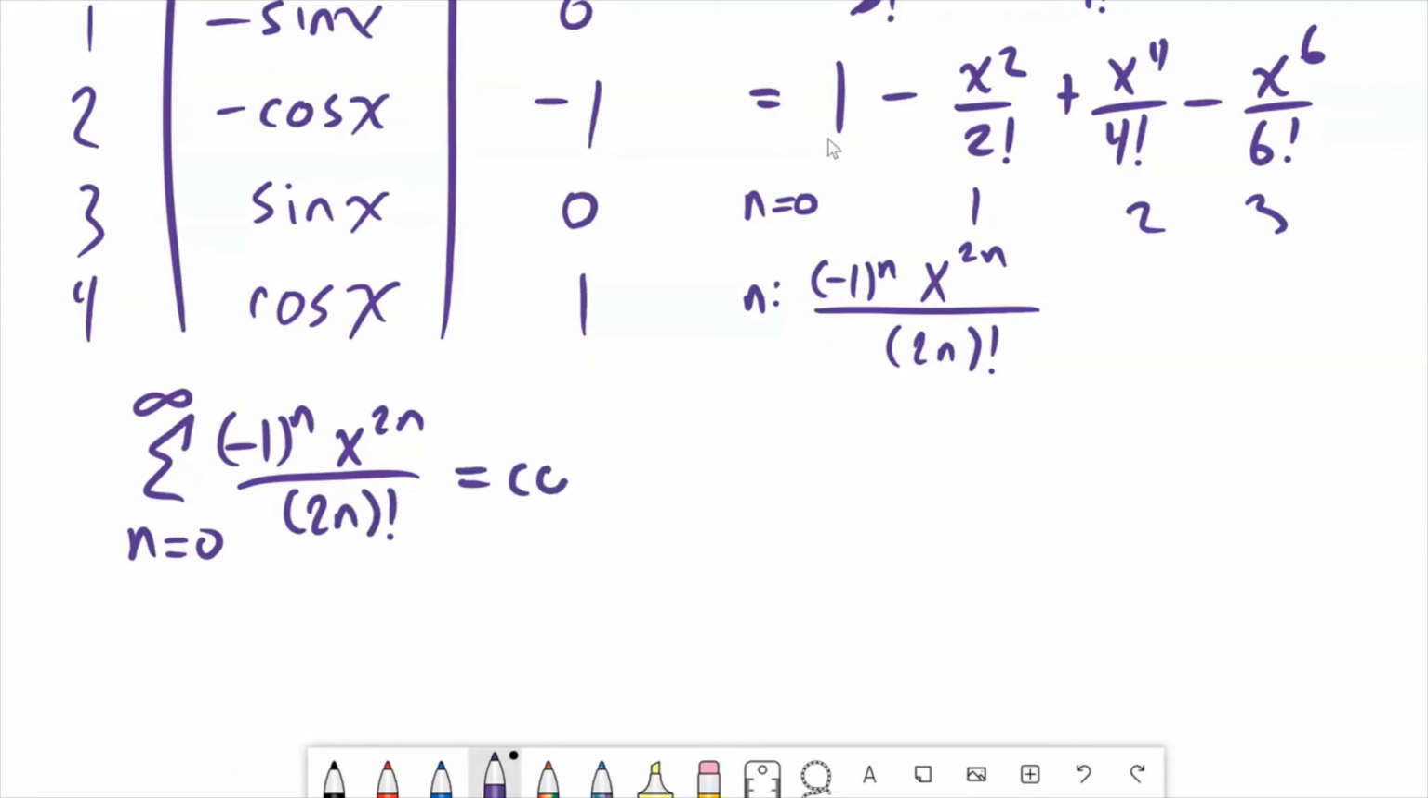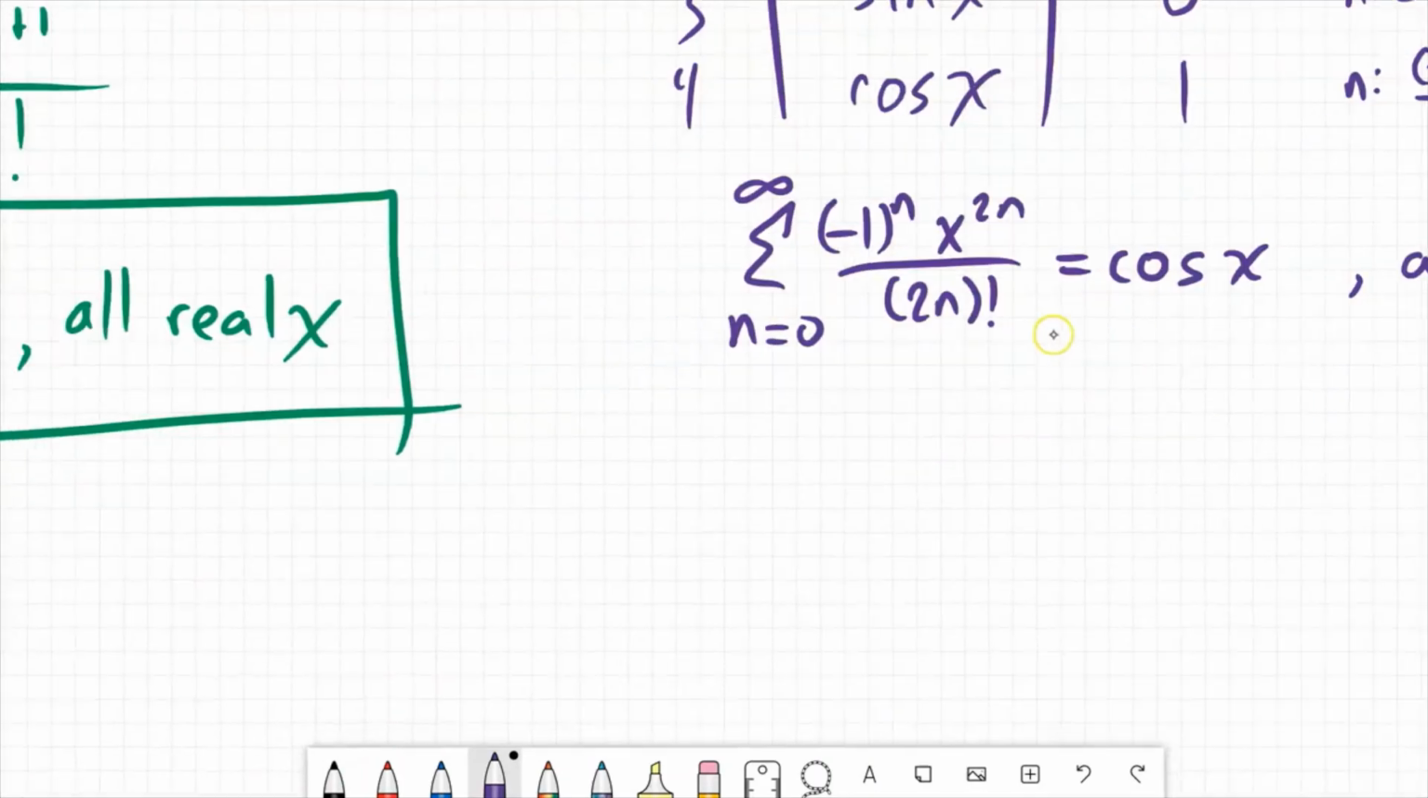Which is equal to cosine of x, and it's valid for all real numbers. All real x, I'll say instead. All real x. Okay, moving on.